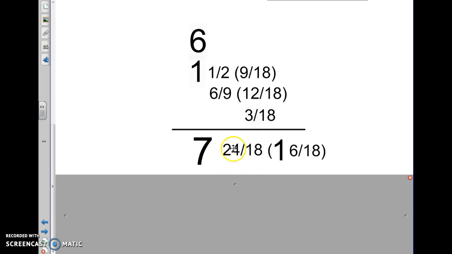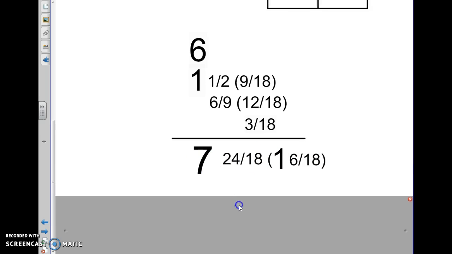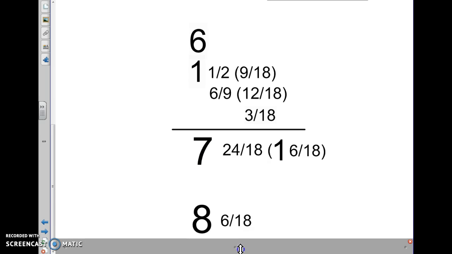But the fractional part of this mixed number, this 24/18, is an improper fraction. 24/18 is the same as 1 whole and 6/18, right? Because 18/18 is the 1 whole, and then the difference between 24 and 18 is 6. So I've got 1 and 6/18 here. So that means that 7 and the 1 and 6/18 is going to give me 8 and 6/18. We can reduce this, but we can work on that later. It would be 8 and 1/3.